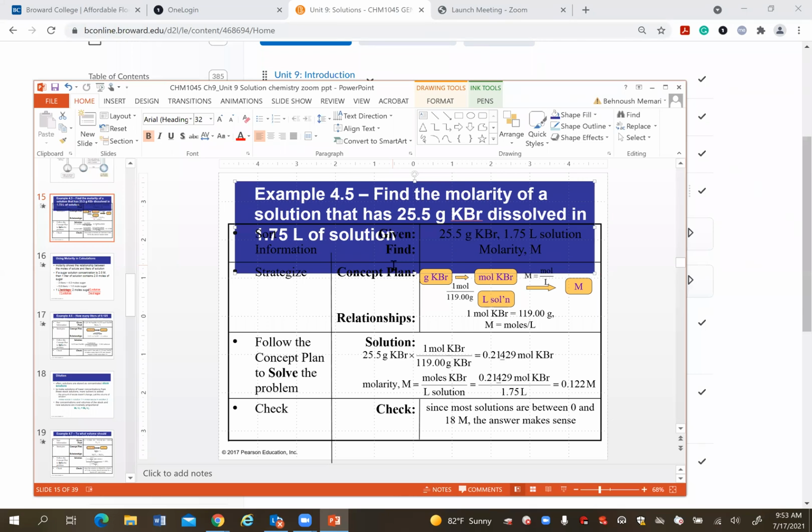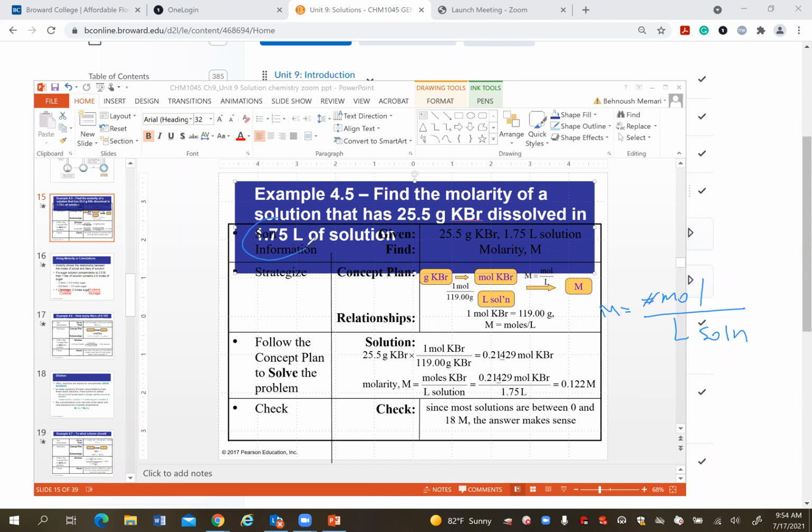Okay, find the molarity of a solution that has 25.5 gram of potassium bromide dissolved in 1.75 liter of solution. What would be your starting point? Because we want to find the molarity, we write the formula for molarity. Molarity, or capital M, equals number of moles per liter of solution.